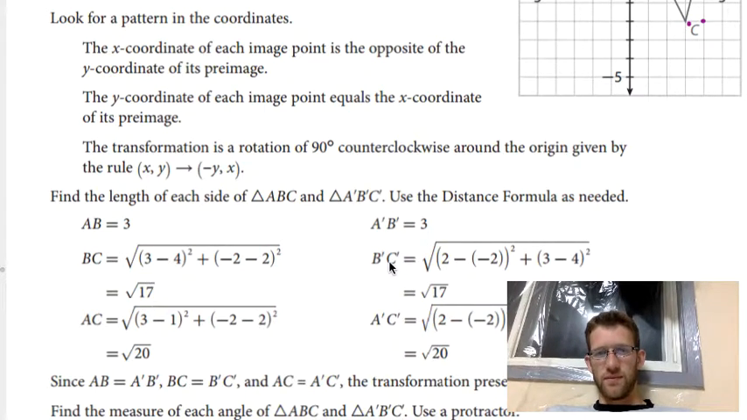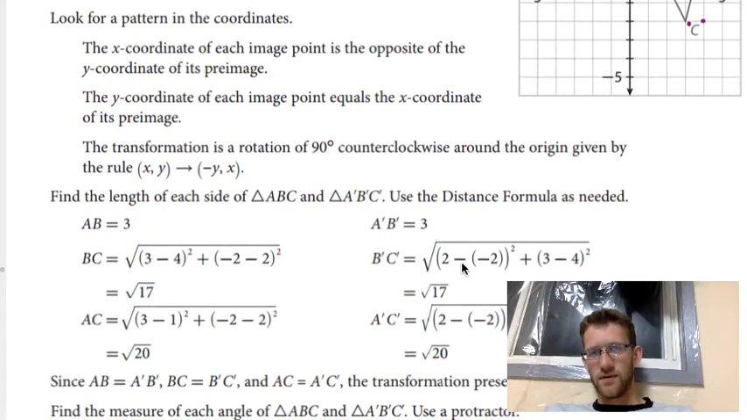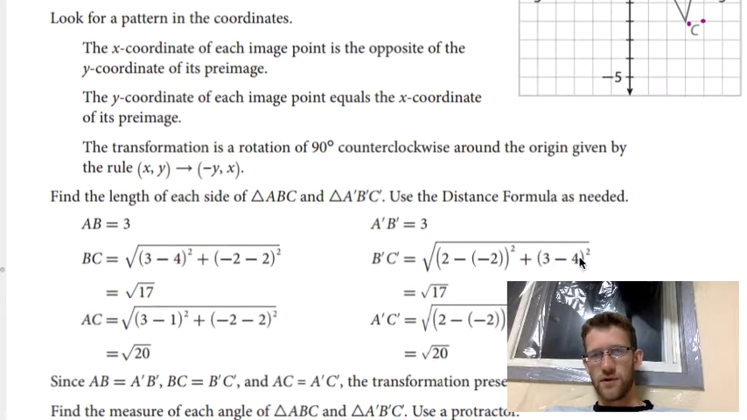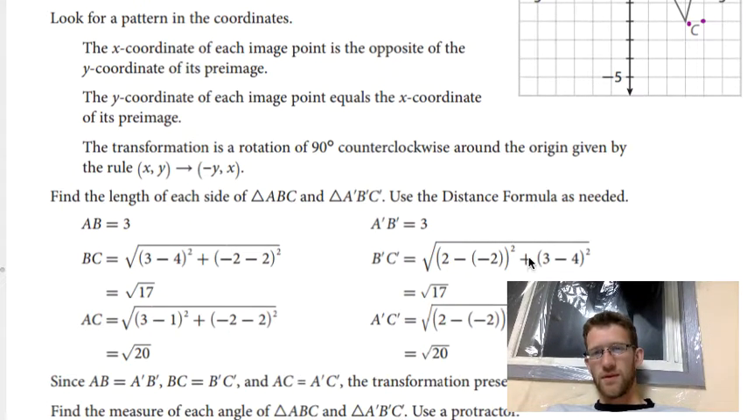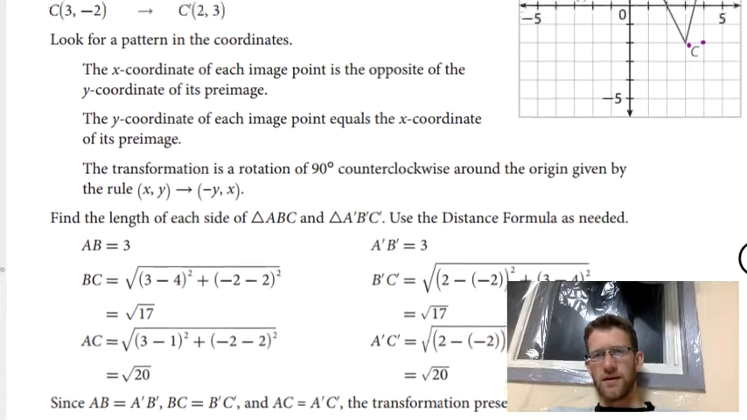When it comes to B prime and C prime, this time the x's have a difference of 4. So we square that and get 16. The y's have a difference of 1. We square that, we get 1. 16 plus 1 is 17. So it doesn't matter if you do the x's first or the y's first. Remember this is addition, it doesn't matter what order we add things in. So that's kind of why it comes out that way.